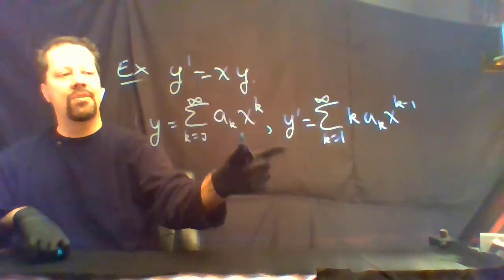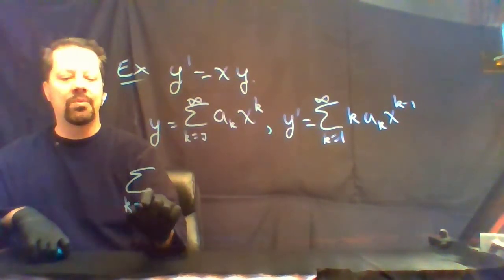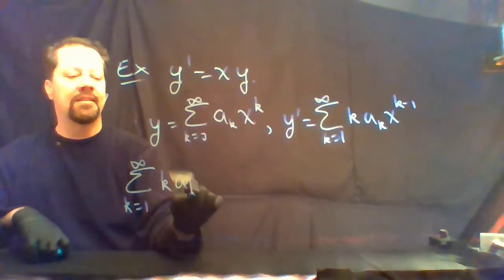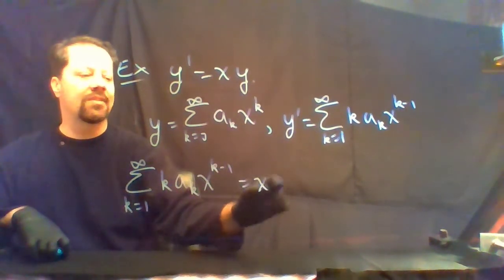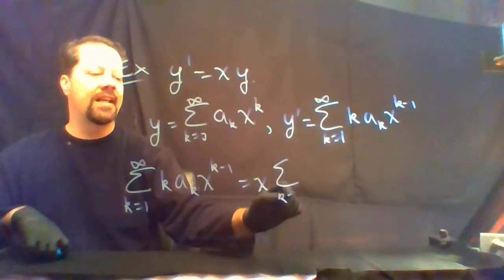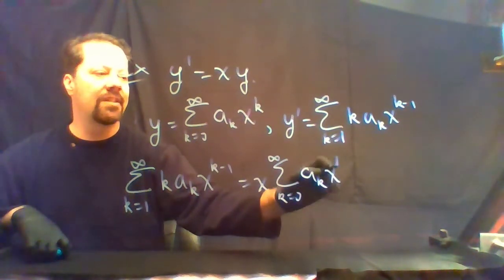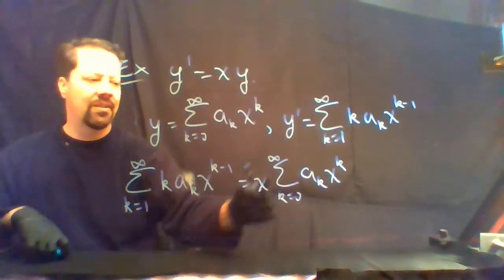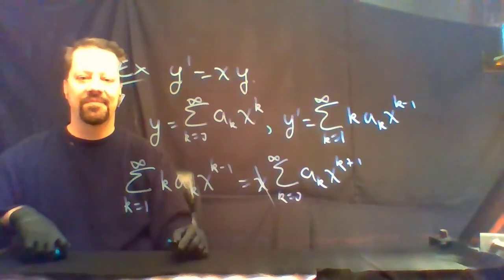We're going to plug these two things into the differential equation. When we do, we'll have the sum as k goes from 1 to infinity, k, a sub k, x to the k minus 1 equals x, times the sum as k goes from 0 to infinity, a sub k, x to the k. You can see that we get one more factor of x, which can be added on here.